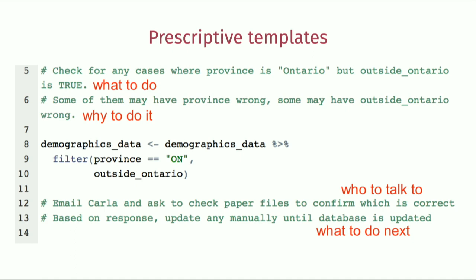So email Carla, I made up a name, sounds like my name, it's close enough, and ask them to check paper files to confirm which is correct, and then what to do next. So based on the response, update any manually until the database is updated. Because when I started this job, I found it so difficult to keep track of who to ask for different things. You know, you have to email that person, and if they're gone, you have to email someone else. So I decided to just codify it so I wasn't leaving myself wondering.